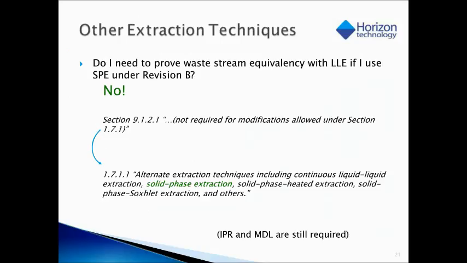The good news is that the method specifically says that any of the modifications given in section 1711 are exempt from having to run this equivalency study on waste streams. Since SPE is written in there, we're good. You don't have to do it. Now, that's not to say that you still don't have to run that IPR and the MDL. Those are still required and are part of a good quality control program.